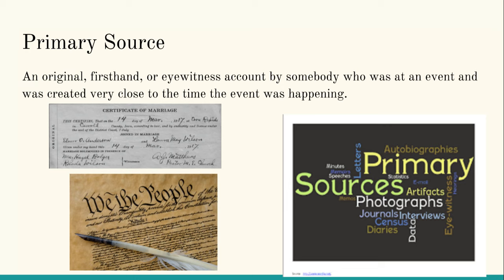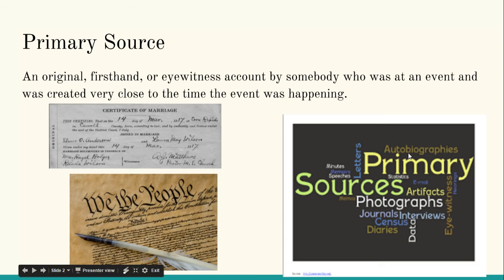Okay. First term, first key word, a primary source. A primary source is an original first-hand eyewitness account by somebody who was at an event, and usually a primary source was created very close to the time the event was happening. If it goes farther on, it becomes less credible and a less usable source. An example of a primary source might include a marriage certificate. Here's a picture of the United States Constitution, which we'll talk about later in the quarter in Unit 1C.